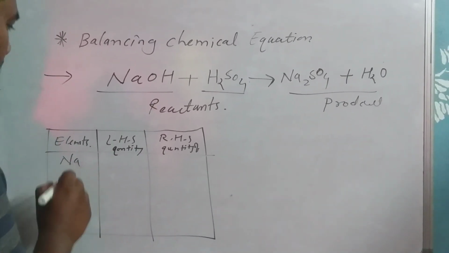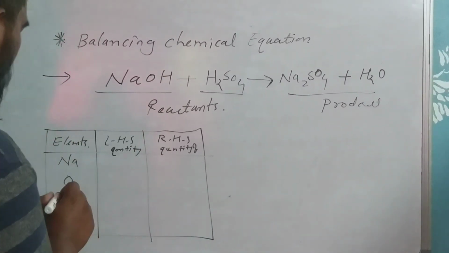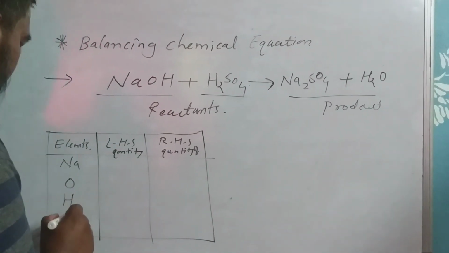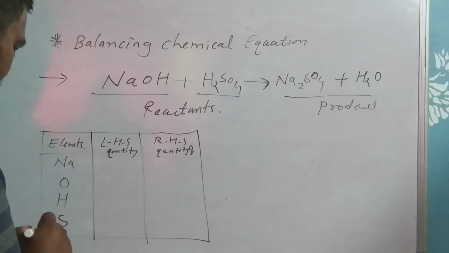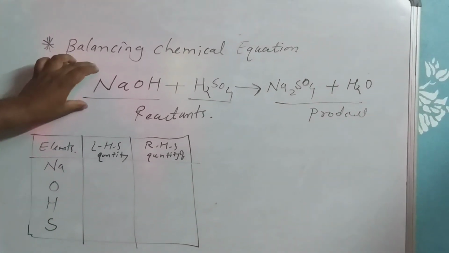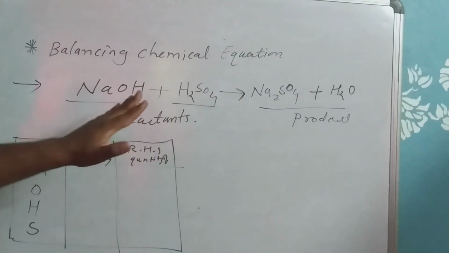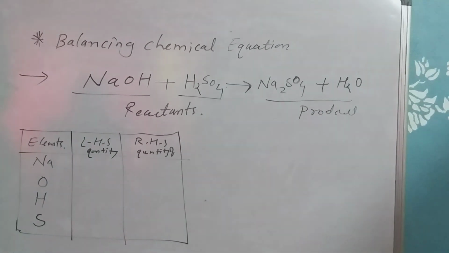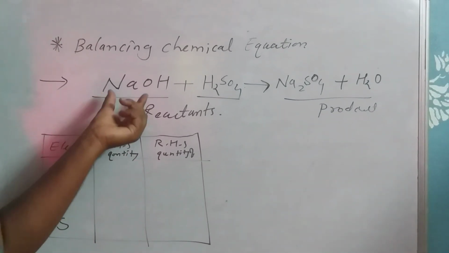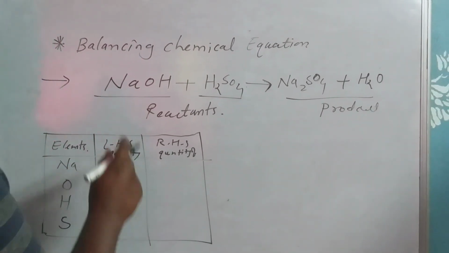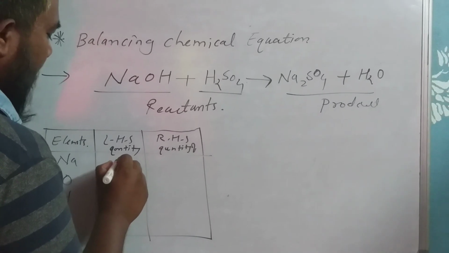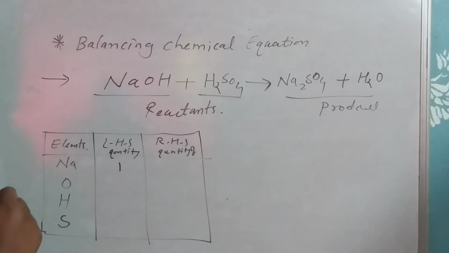Okay. Now the elements present in this reaction are sodium, Na, oxygen, hydrogen, and the last one is sulfur. Now these four elements are included in this reaction. Other elements are not included. Now we have to see how many sodium atoms are present on the left hand side. We can see that only one sodium is here, which means on the left hand side only one sodium is present.